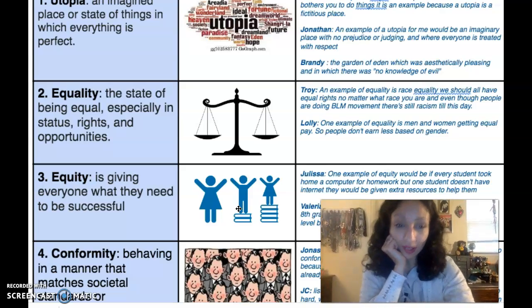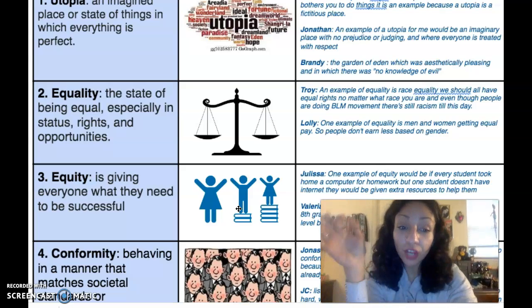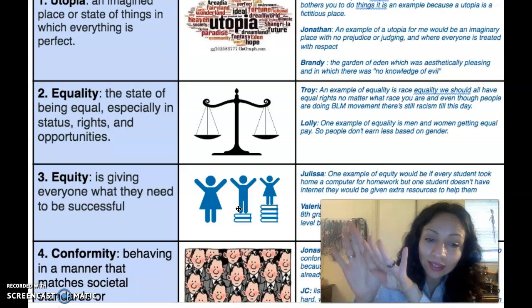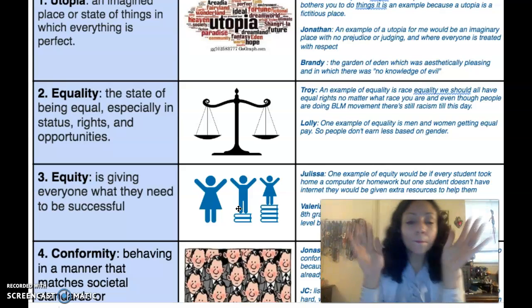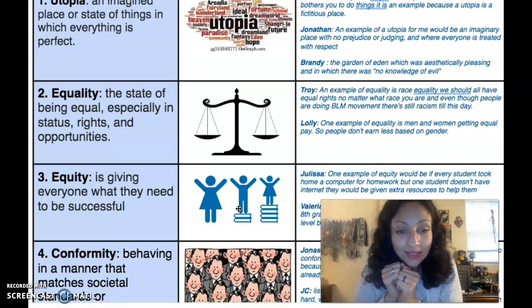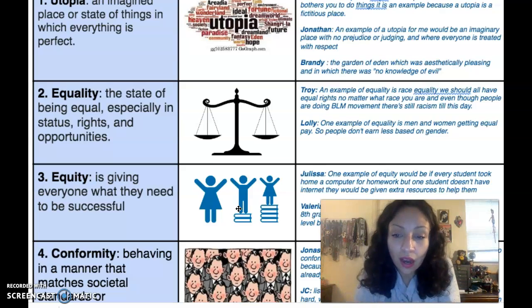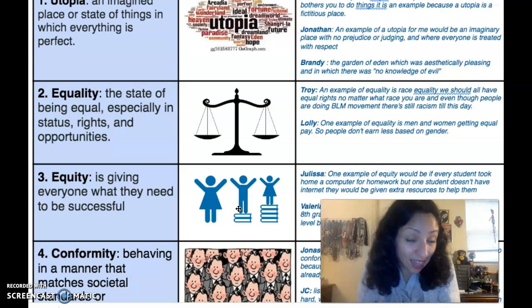This is inequality, right? They're even standing side by side, so you might think like they should be equal, but they're not. And we can tell that based on everything that they're carrying around them. Equity. Clearly, somebody here has more than what they need. And so that's something that I can talk about too.